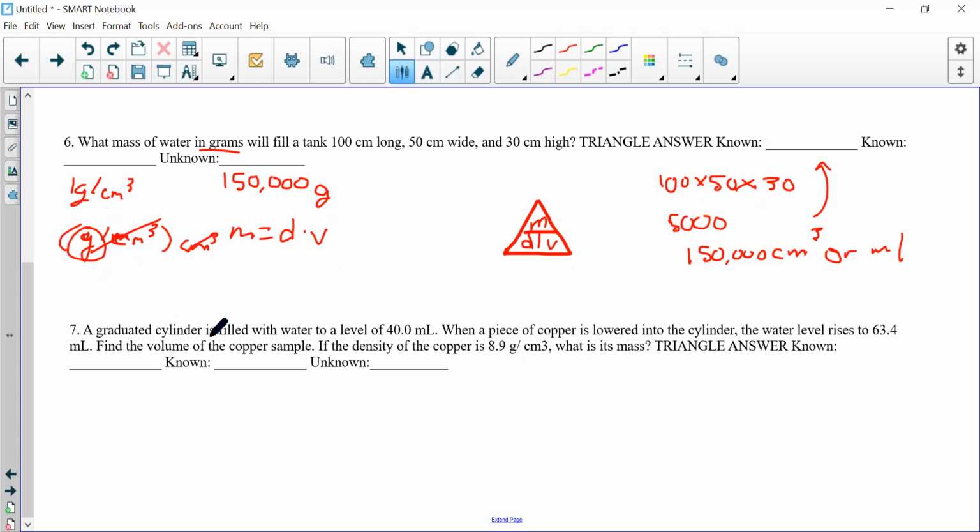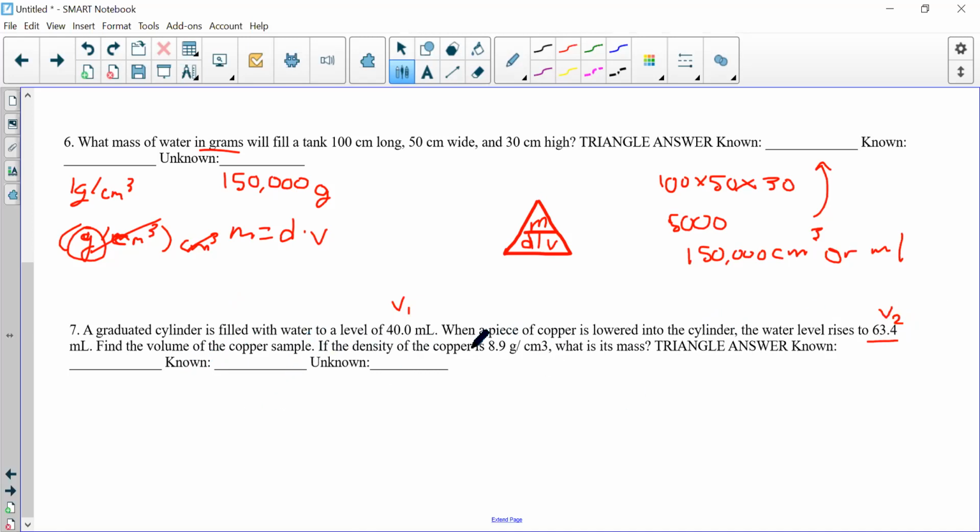And now we're looking at number 7. Number 7 says that a graduated cylinder is filled with water to a level of 40 milliliters. This is looking like volume 1, okay? When a piece of copper is lowered into the cylinder, the water level rises. This is volume 2. It rises to 63.4 milliliters. It wants you to find the volume of the copper sample. Okay, so you're going to have to find the volume based on this.